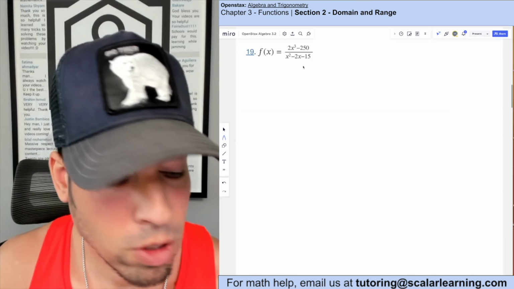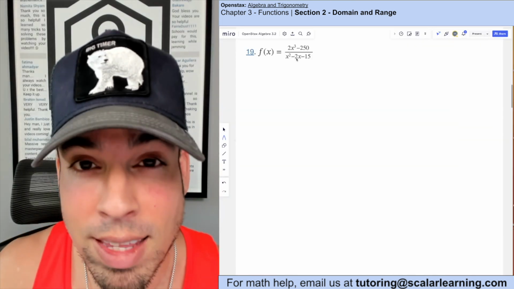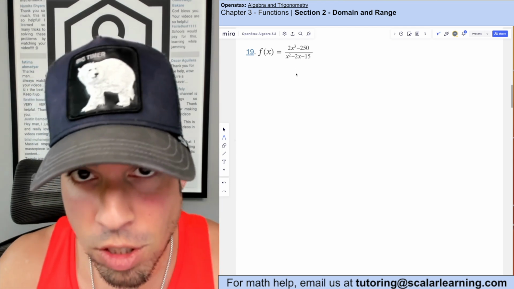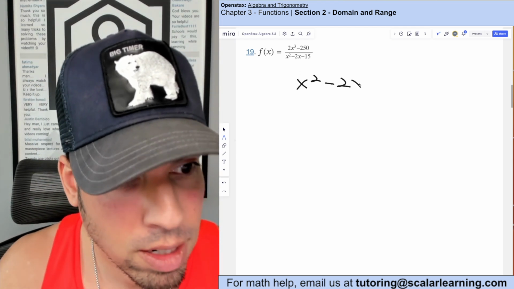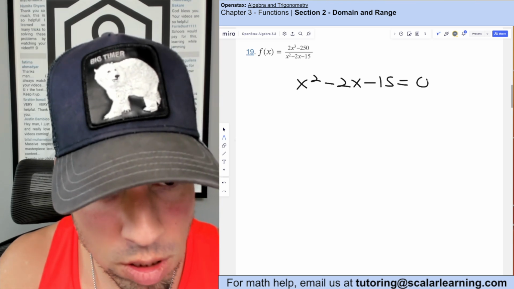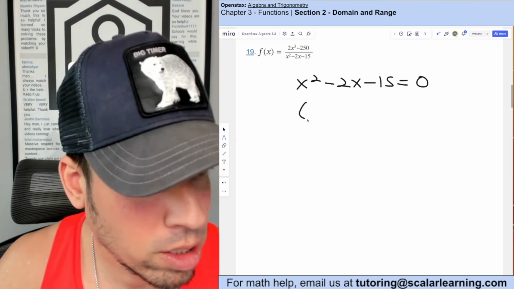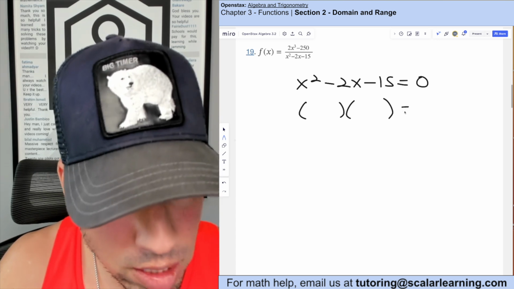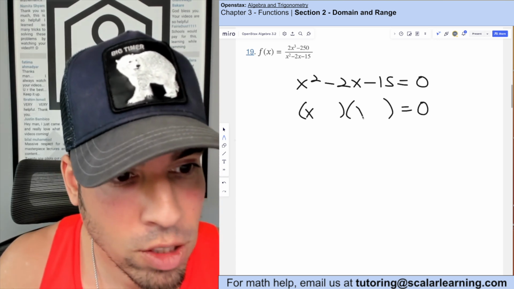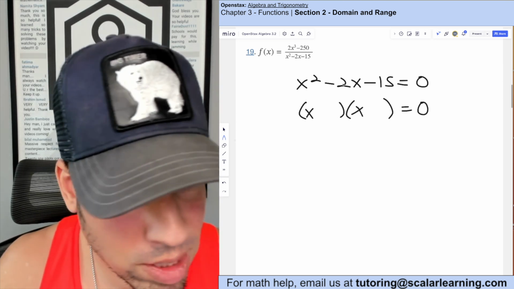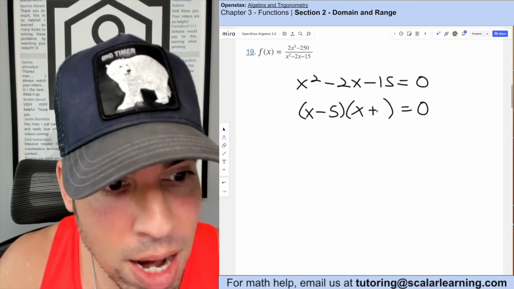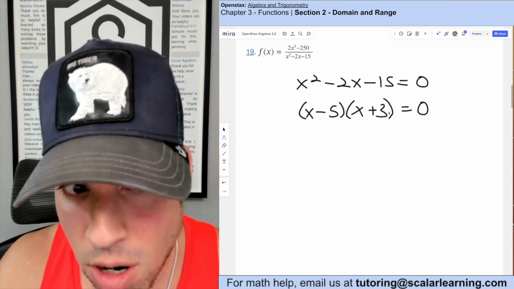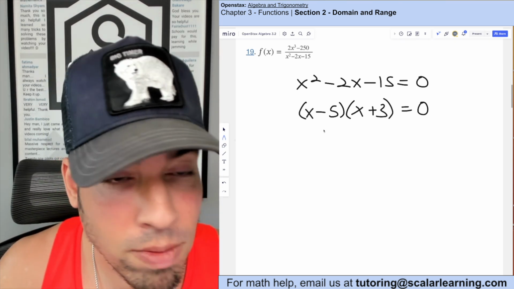For this function, once again, we're looking for values that will make the denominator go to 0. That's going to be our domain restrictions. So I'm going to take that denominator and set it equal to 0. So we got this nice situation. Let's factor because it's a quadratic set equal to 0. And to factor, we say what numbers multiply to negative 15 and add to negative 2. That would be negative 5 and positive 3. That gives me a product of negative 15, a sum of negative 2.